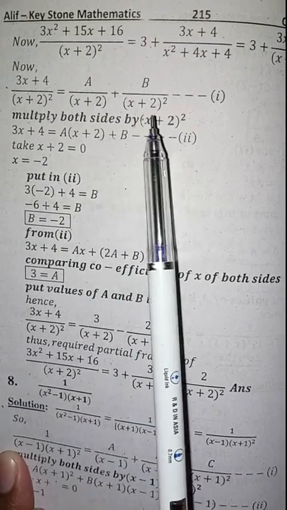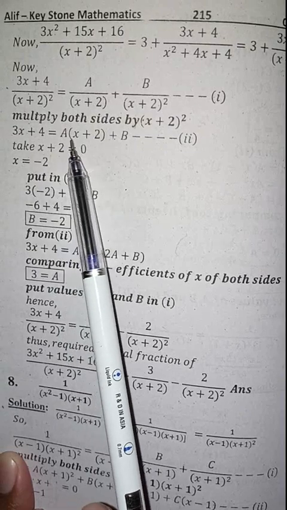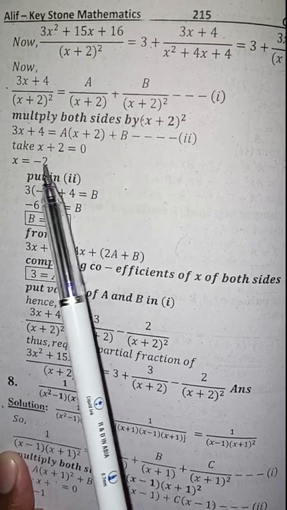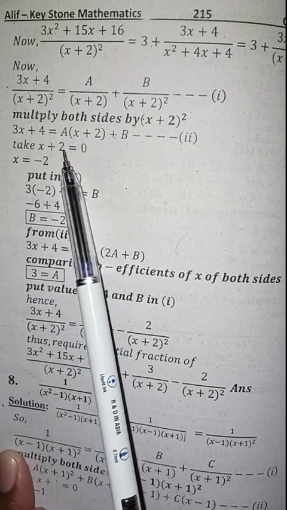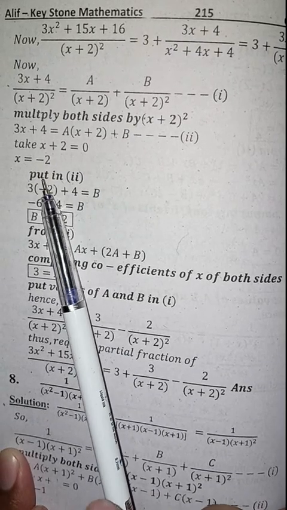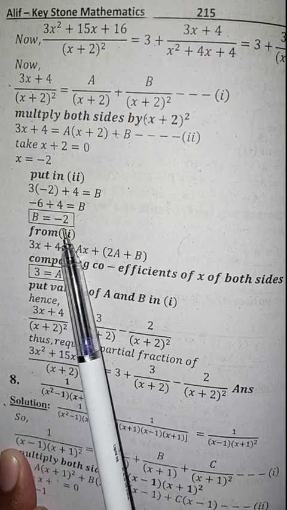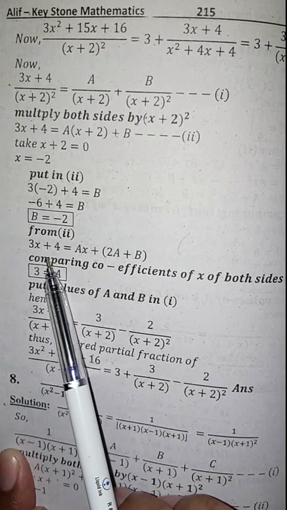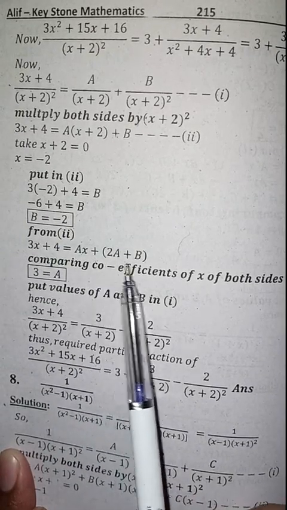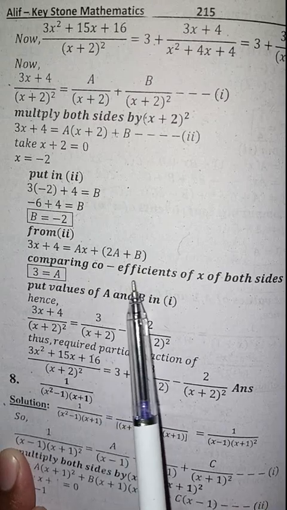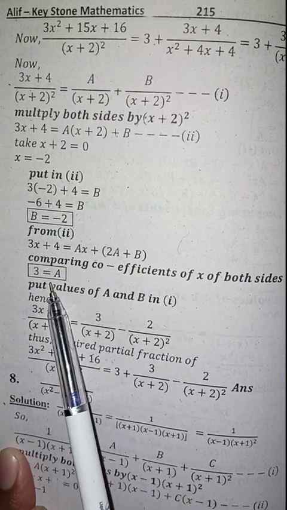Multiplying both sides by (x plus 2) whole square, we get 3x plus 4 is equal to A into (x plus 2) plus B. So for taking x plus 2 is equal to 0, we get x is equal to minus 2. So put in equation 1, we get B is equal to minus 2. Now from equation 2, which is 3x plus 4 is equal to Ax plus 2A plus B, by comparing coefficients of x on both sides, we get that A is equal to 3.